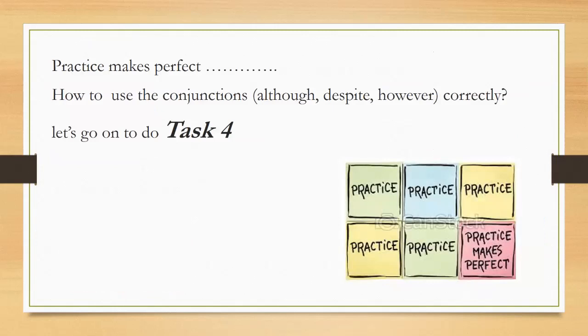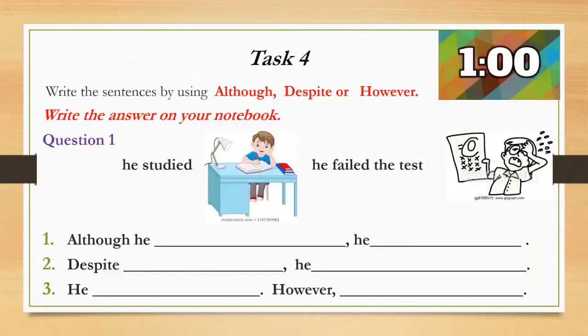Practice makes perfect. How to use although, despite, however correctly? Let's go on to do task 4. Write the sentences by using although, despite, or however. Write the answer on your notebook. Question 1. He studied. He failed the test.